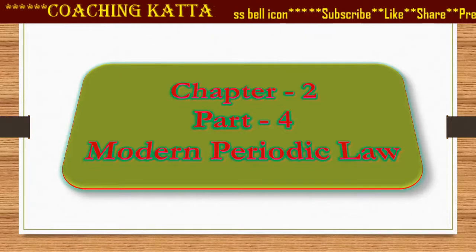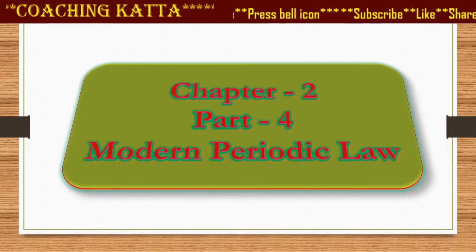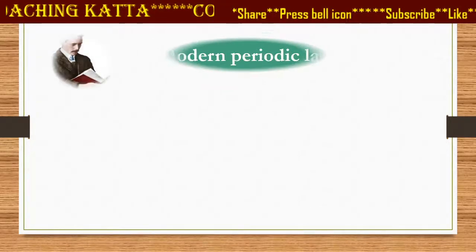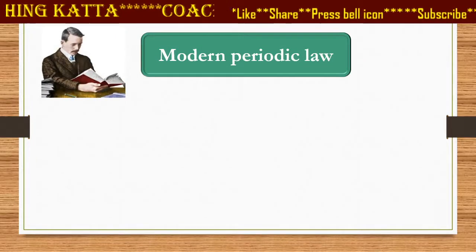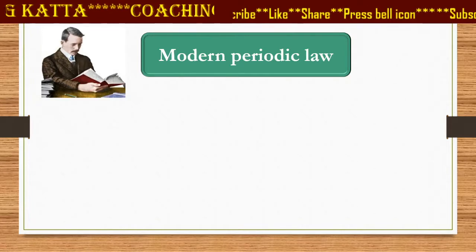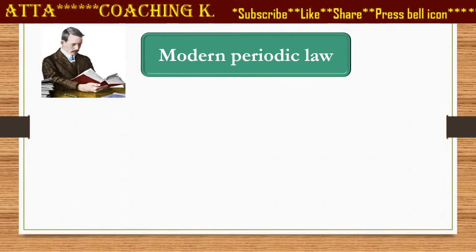Today we are going to study the modern periodic law and also the structure of the modern periodic table. So let us start with the modern periodic law. When Dobereiner and Newlands classified the elements, very few elements and their properties were known.